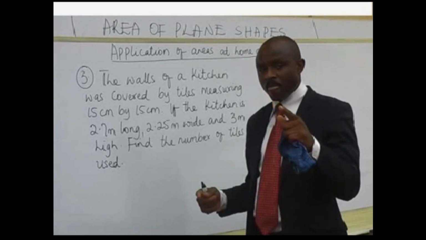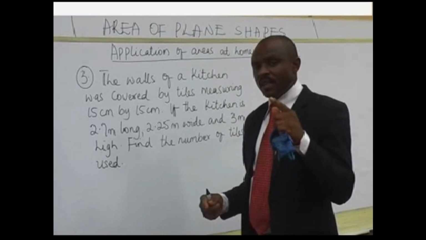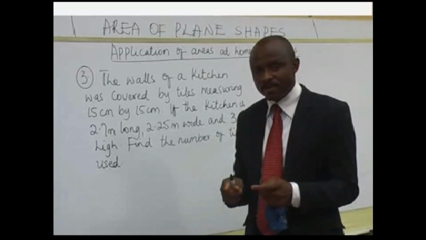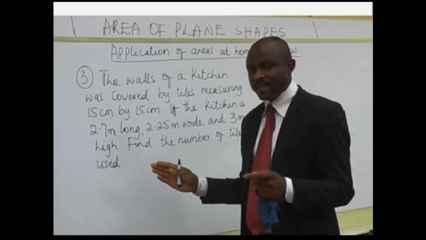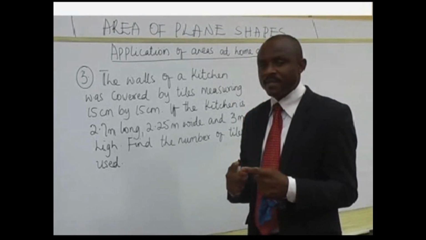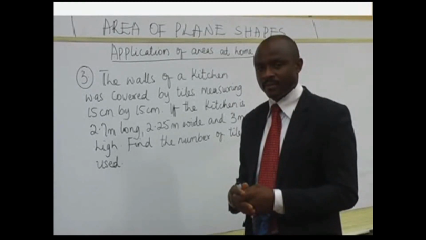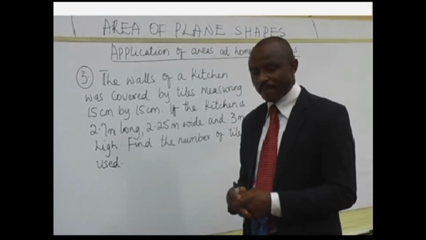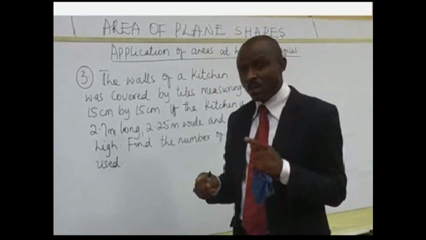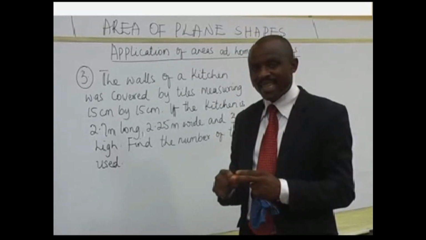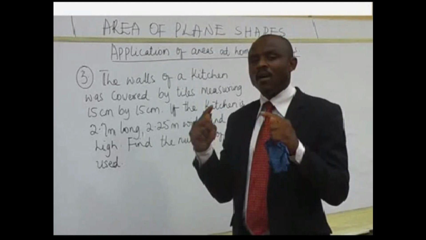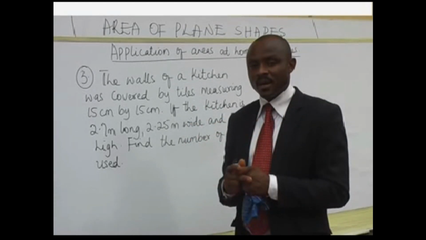Bear it in mind. In that case, the way to calculate the area to be tiled is 2 times the length times the height plus 2 times the width times the height. Then whatever it gives you is the area that will be covered, which you use to find the number of tiles required.